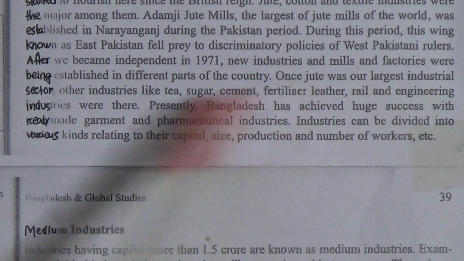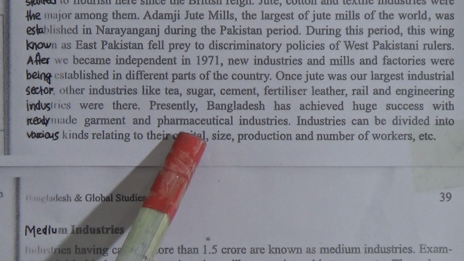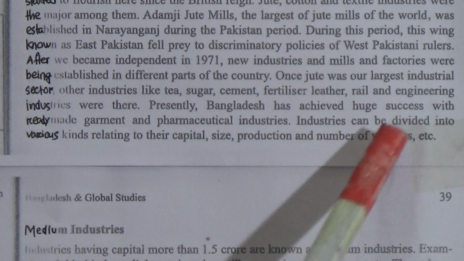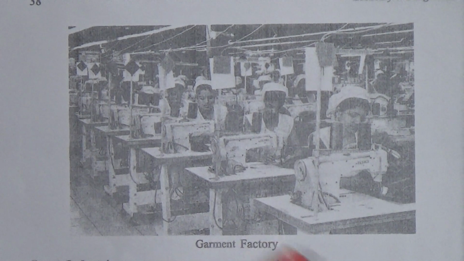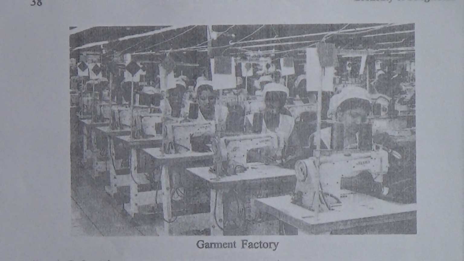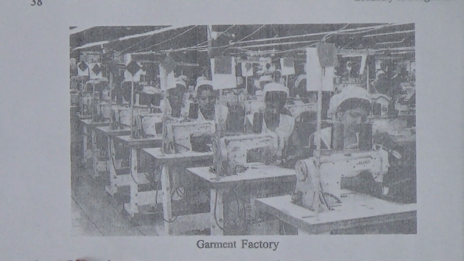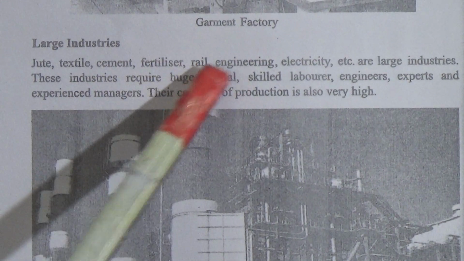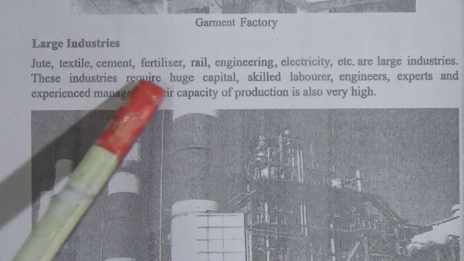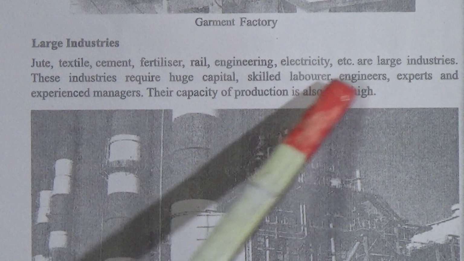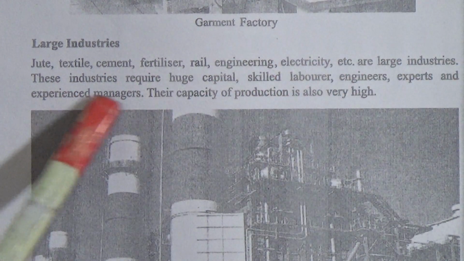Industries can be divided into various kinds relating to their capital, size, production and number of workers, etc. Now, we will know about different types of industries. You can see their pictures. This is a picture of garment factory and this is a picture of engineering industry. At first, large industries: jute, textile, cement, fertilizer, rail engineering, electricity, etc. are large industries.